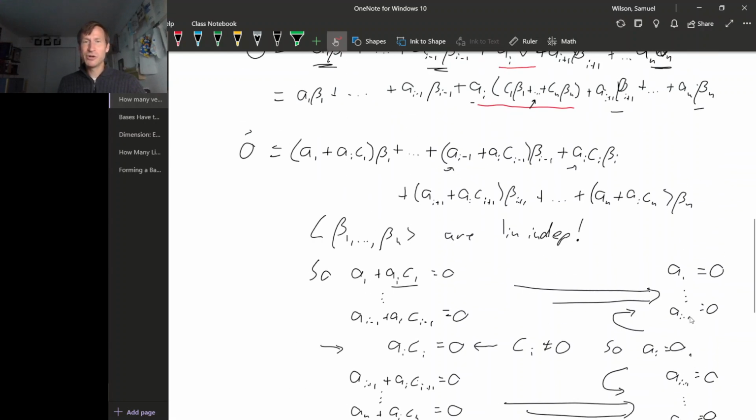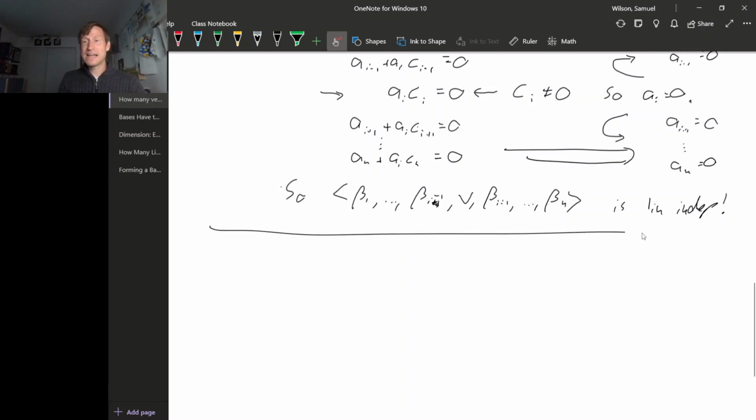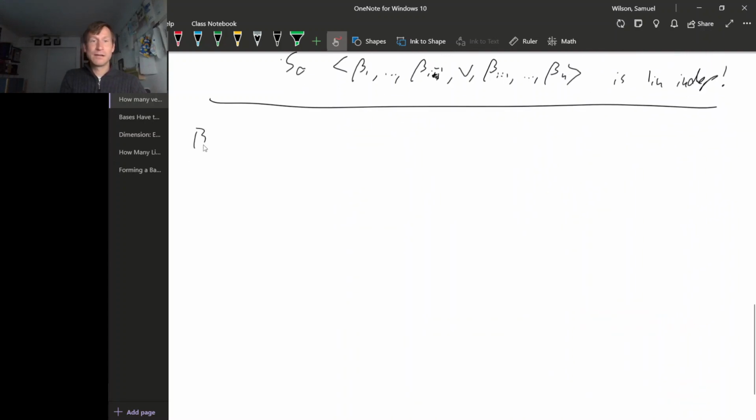So remember what we were doing. We took this basis, we replaced beta sub i with v. We want to show that that results in a basis. We just did half of it. We now know that b hat is linearly independent. So now we need to show that b hat spans V. Okay, so how do we show that b hat spans V?